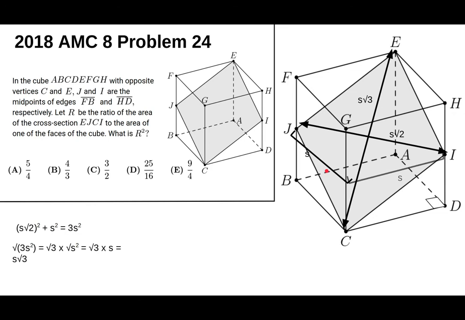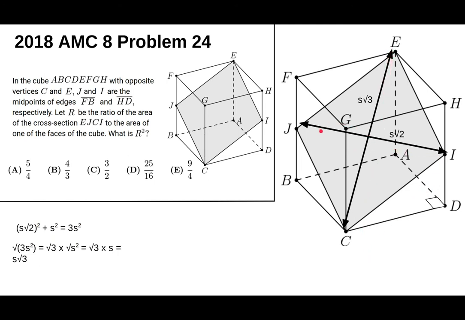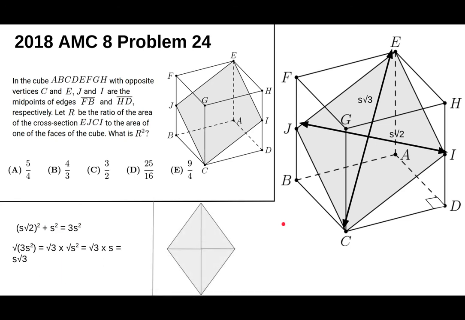Let's clear out these two side lengths again, we don't need those anymore. So now we have the rhombus. And notice what these S root 3 and S root 2 are. They're diagonals of the rhombus. So now we have this rhombus right here. The diagonals of the rhombus are S root 2 and S root 3.